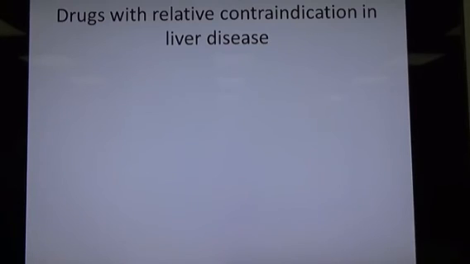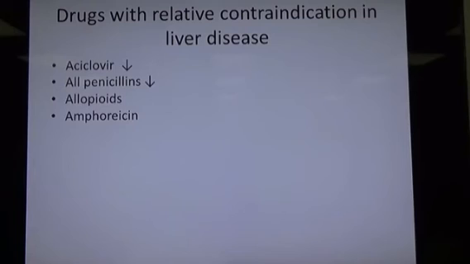Then relative contraindication in liver disease: acyclovir, penicillins. This arrow downward shows decrease the dose. All opioids should be avoided in liver diseases. Amphotericin, sorry, spelling is wrong. So, cephalosporins should be decreased dose.